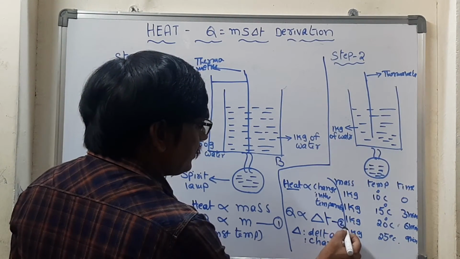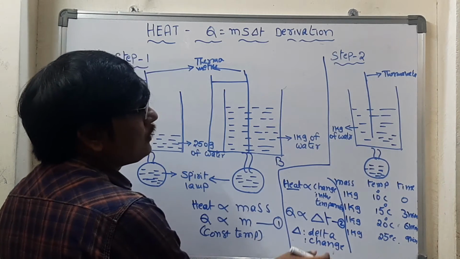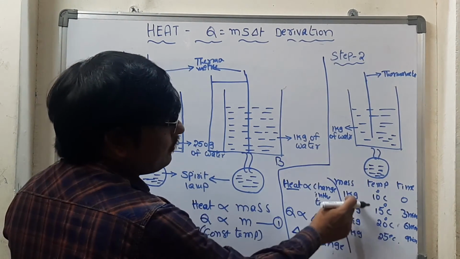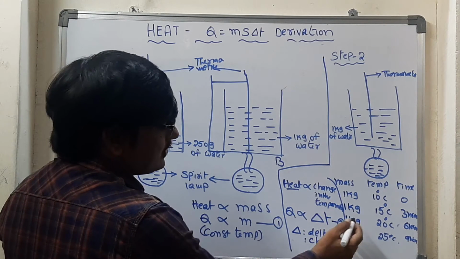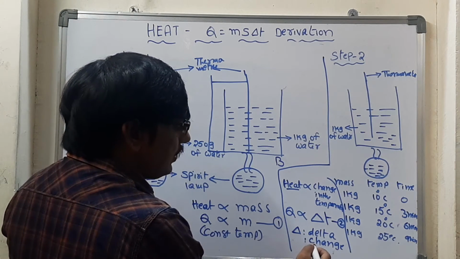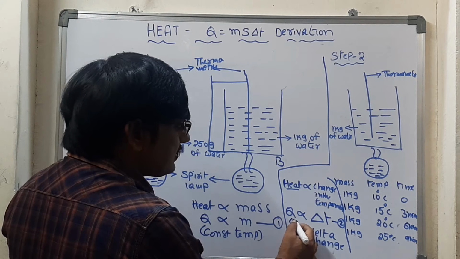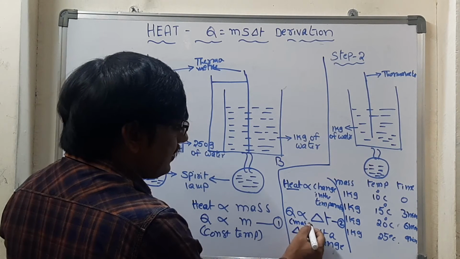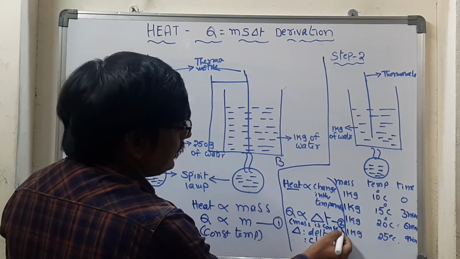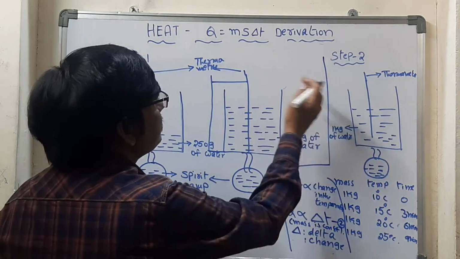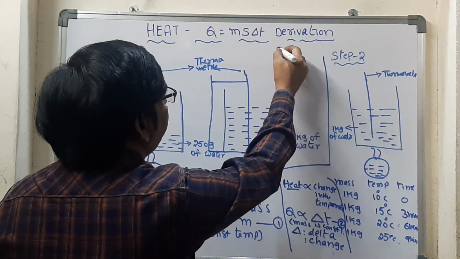And in the second equation, what condition is taken? Anybody can say what is constant in all the situations? 1 kg, 1 kg, 1 kg. So what we can take here is that mass is constant. Okay, right.